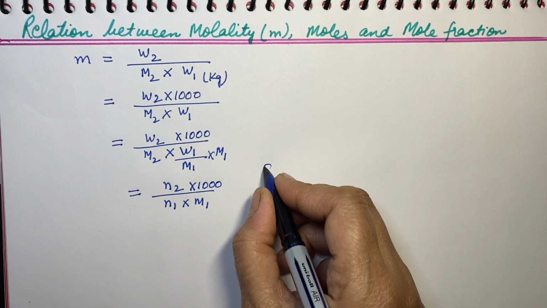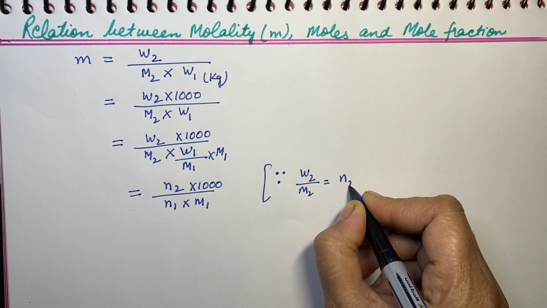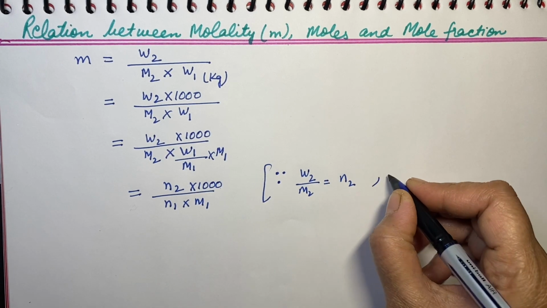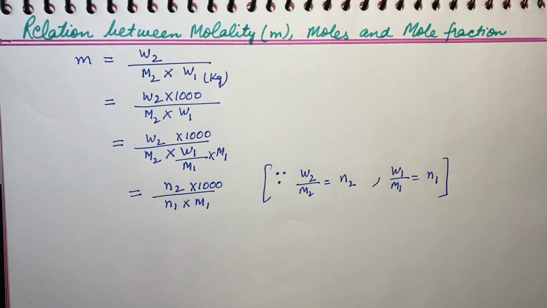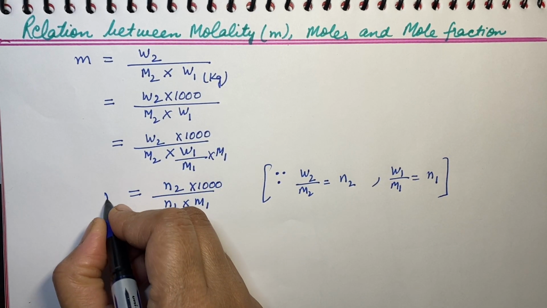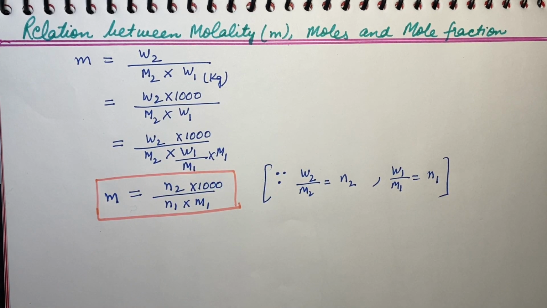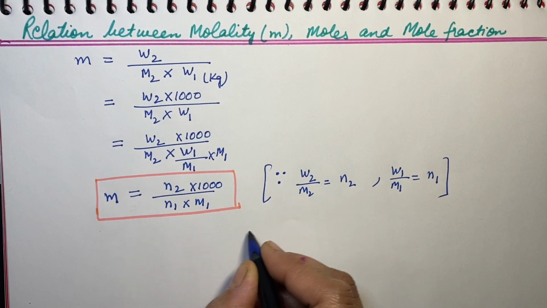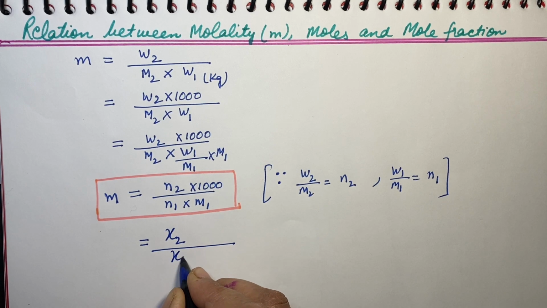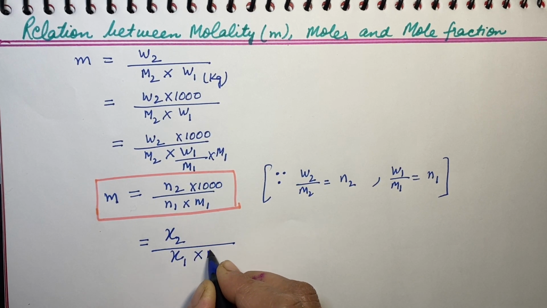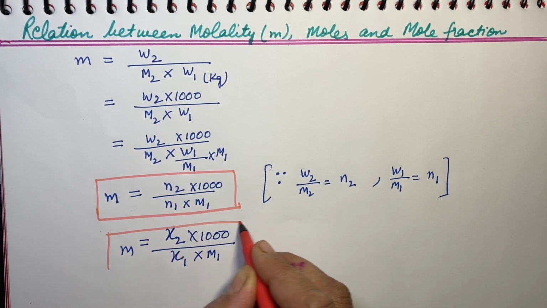Why does it become like this? Since W2 upon M2 is the number of moles of the solute, whereas W1 upon M1 is the number of moles of the solvent. Now this is your relationship between the molality and the number of moles. Molality is also equal to the mole fraction of the solute divided by the mole fraction of the solvent, into M1 into 1000. This is the next relationship.